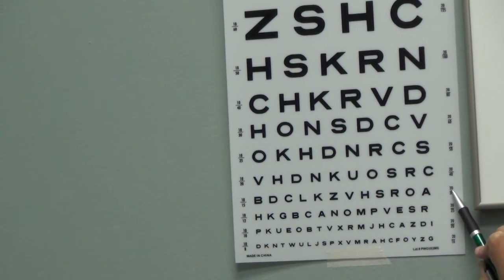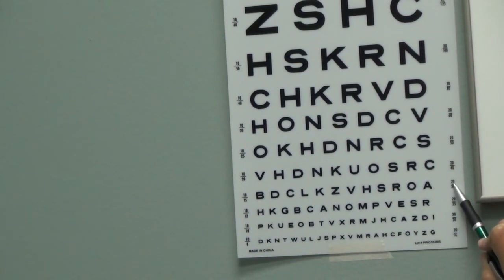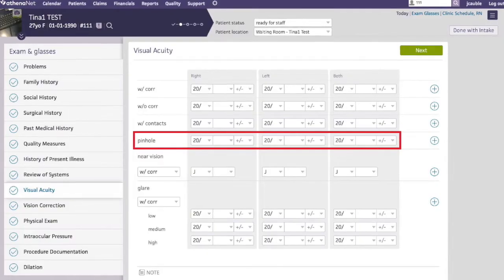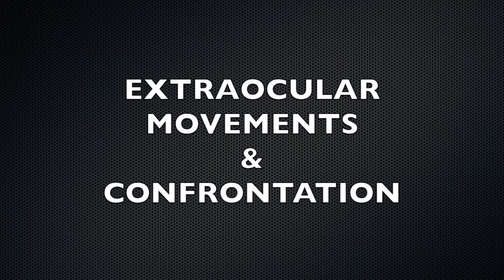Start with the smallest line the patient just read and repeat the same steps as before to come up with a new visual acuity. Write this number down under the pinhole column. Now, you'll perform extraocular movements and confrontation fields, which is illustrated in the following video.